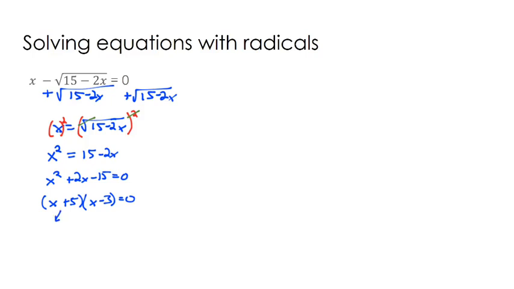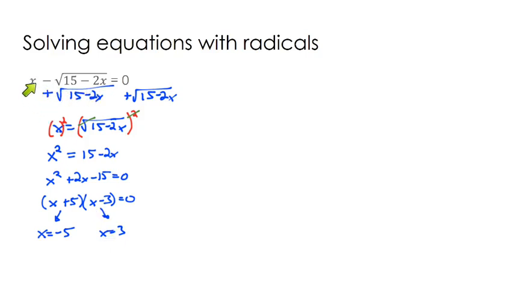And so if my factors are x plus 5 and x minus 3, that means the solutions will be x equals negative 5 and x equals positive 3. Now, you really have to be careful with these types of equations with radicals. You always want to check for extraneous solutions. What I mean by that is we want to take our answers and substitute them back in and make sure they work. Make sure that this actually gives us a true statement.